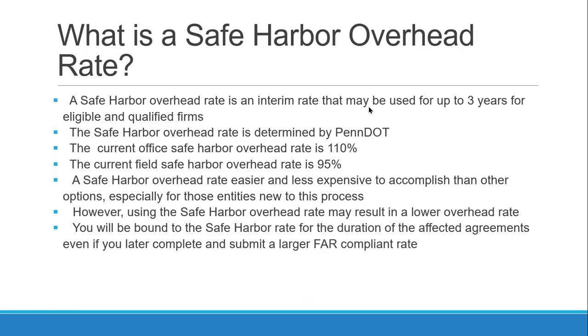So what is a safe harbor overhead rate? A safe harbor overhead rate is an interim rate that may be used for up to 3 years for eligible and qualified firms. The safe harbor rate is determined by PennDOT. The current office safe harbor overhead rate is 110%, and the current field safe harbor overhead rate is 95%. Those are rates established by PennDOT.